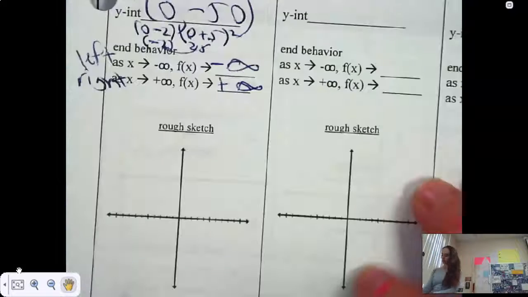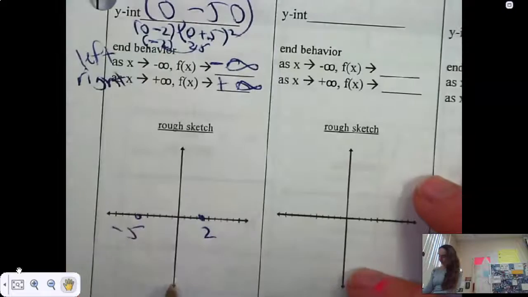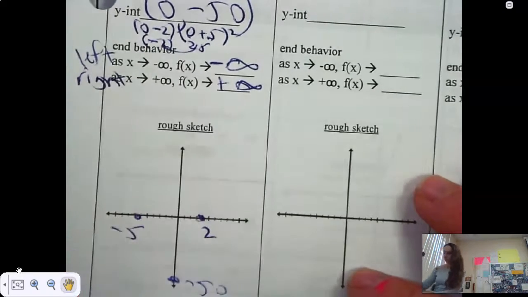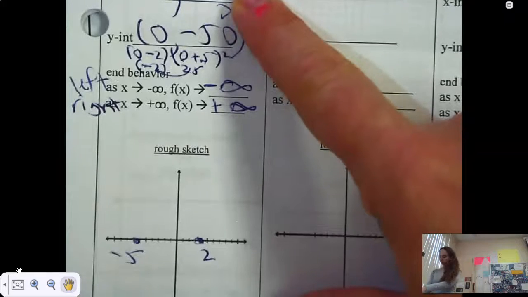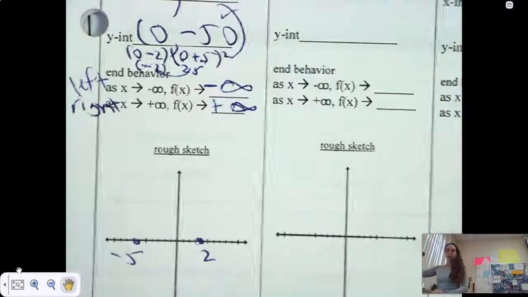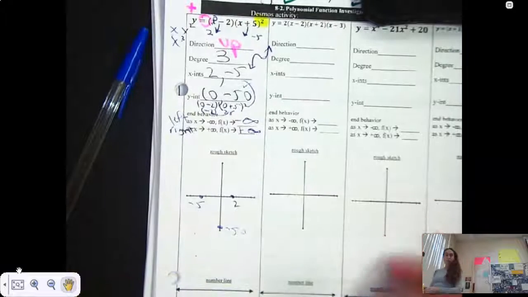And they asked us to rough sketch it, so that would be 2, negative 5, negative 50. Touch, touch, touch. My pen's about to die, so I'm doing it in pencil. Okay, we know it starts down here. Now remember I talked about the bounce, so let me zoom it out a little bit.